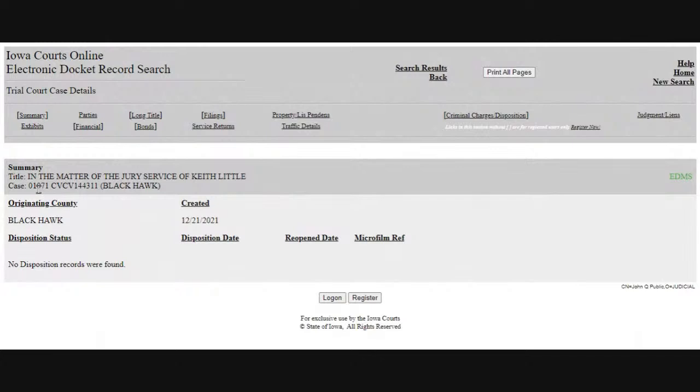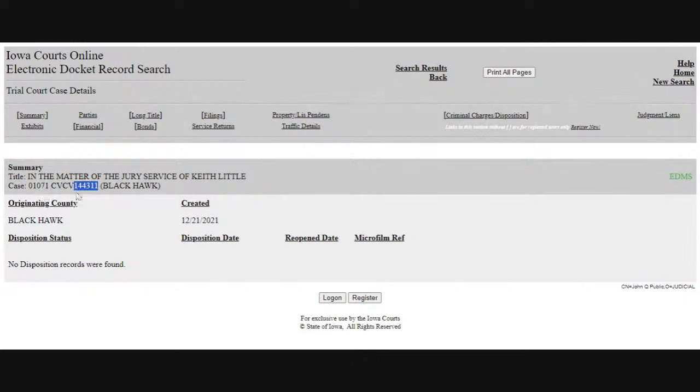Case 01071 CBCV, civil, 144311. So they've got a code in letter form, and it's bonded to a set of numbers, knowing that this code says it's civil, so it's a civil bond. Okay? In form, that is a civil bond. It's symbolizing a civil bond. Got a number on both ends.